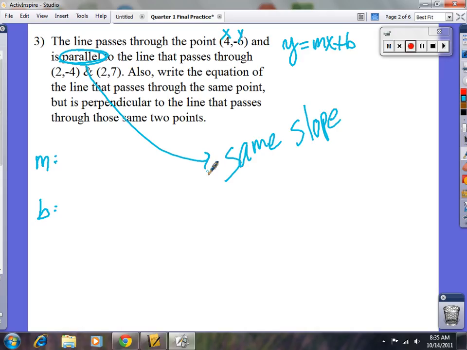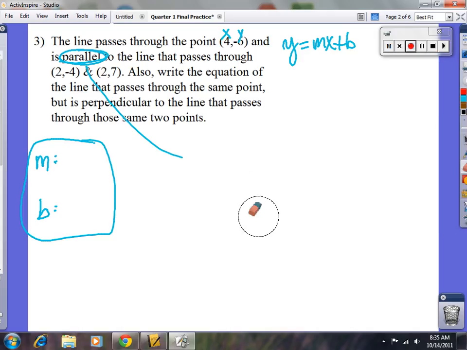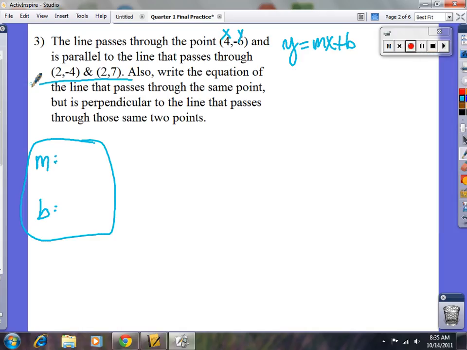So we're going to talk about two lines. We're going to talk about our line. This is our line right here. And we're going to talk about some other line. The other line goes through these two dots right here. So if they give us those two dots, what are we going to do with them? We're going to find the slope. How are we going to find the slope?